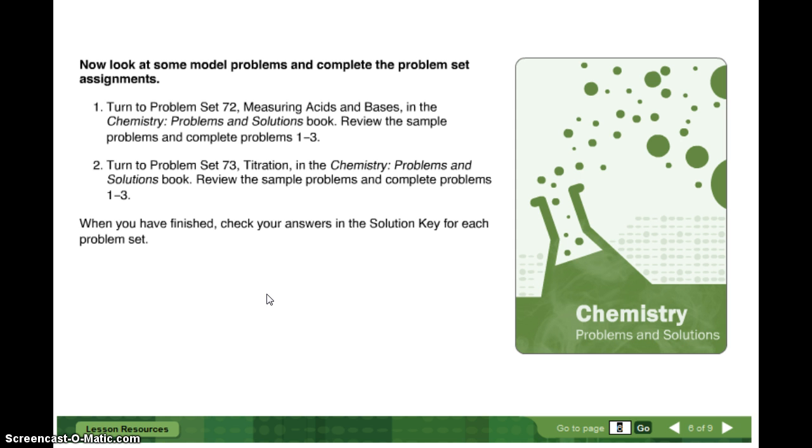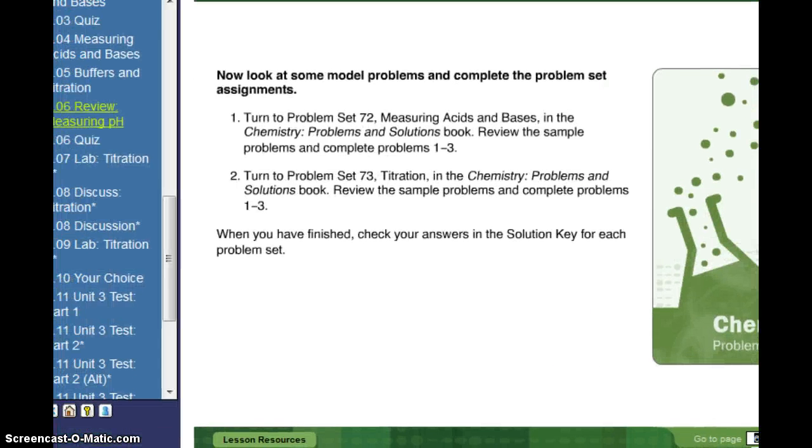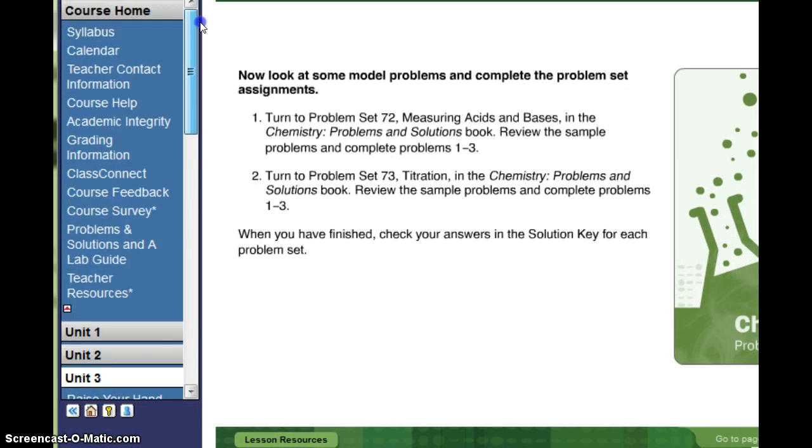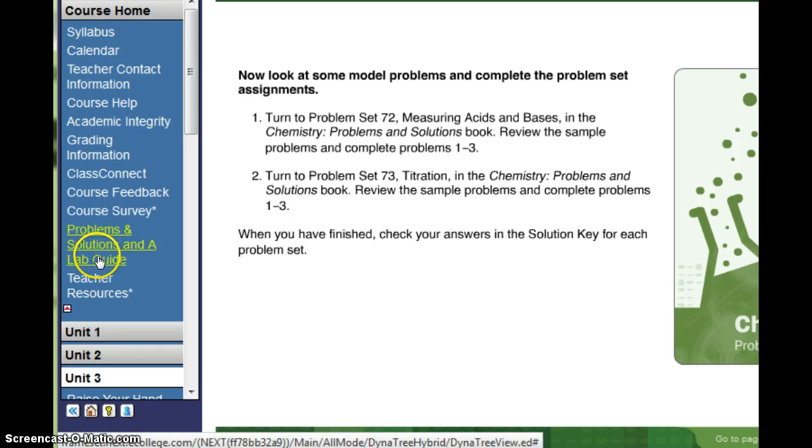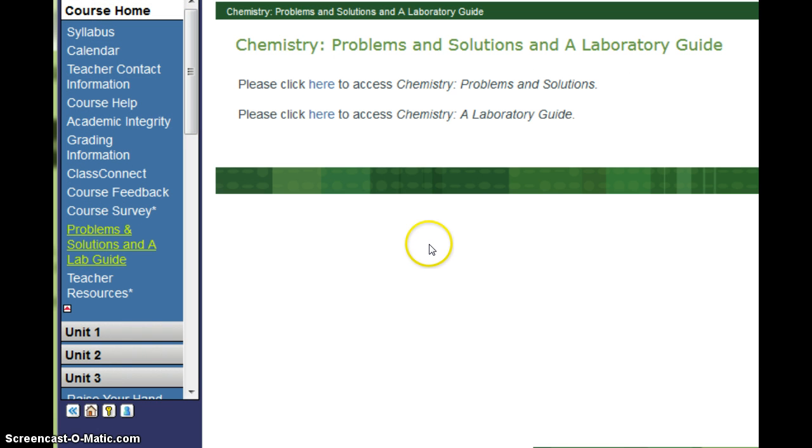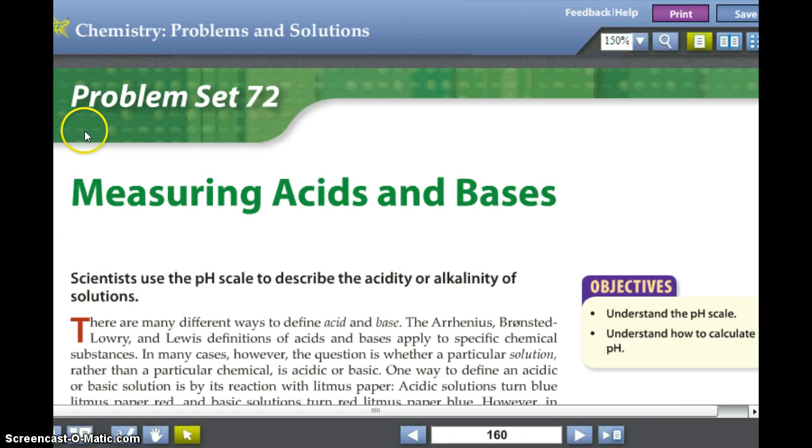Now look at some model problems. So remember, to get to your problems, you need to scroll up under the top, go to Problems and a Solution Guide, and then click here to access the book. So problem set 72, measuring acids and bases.